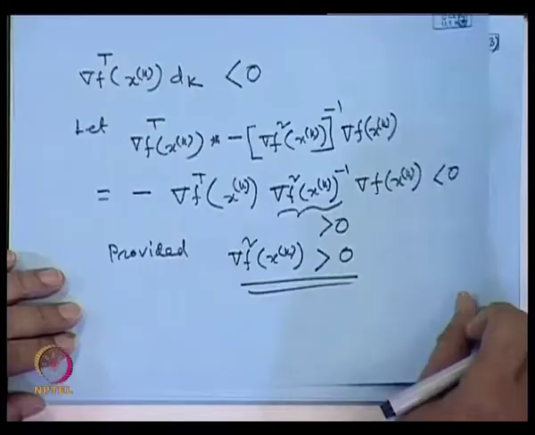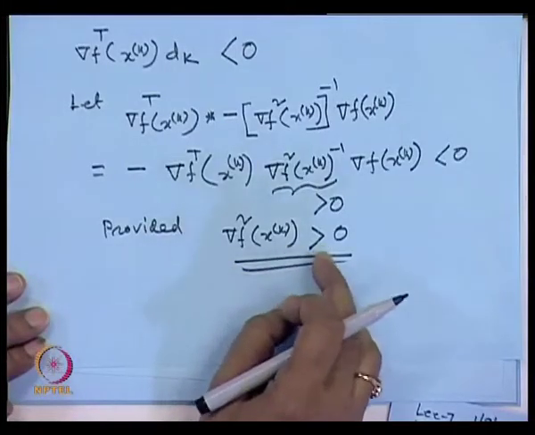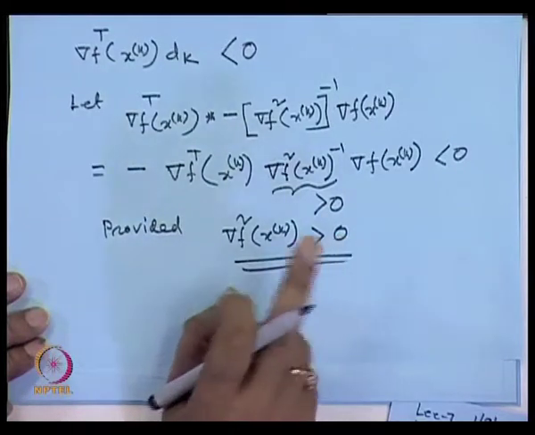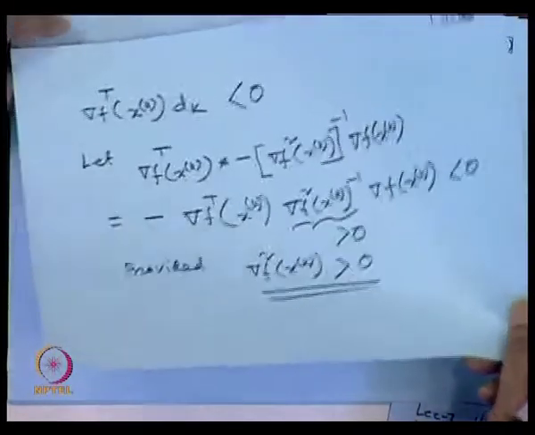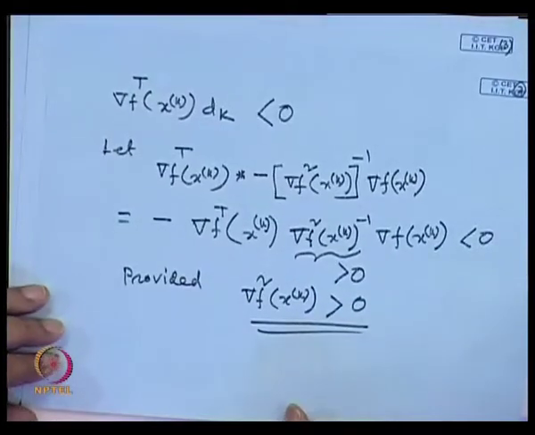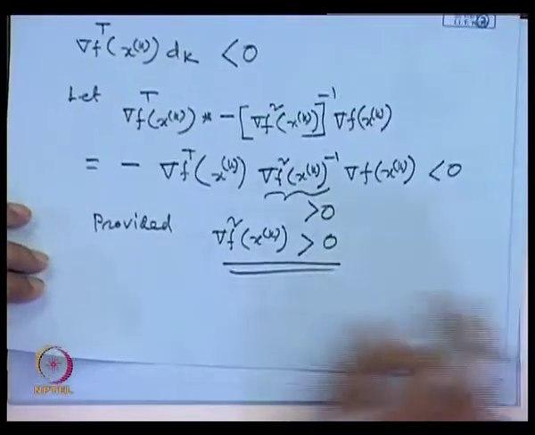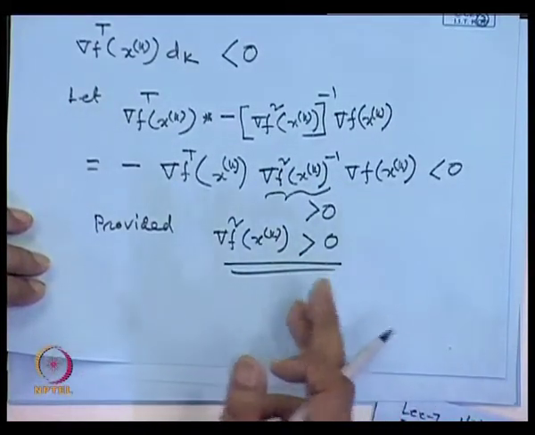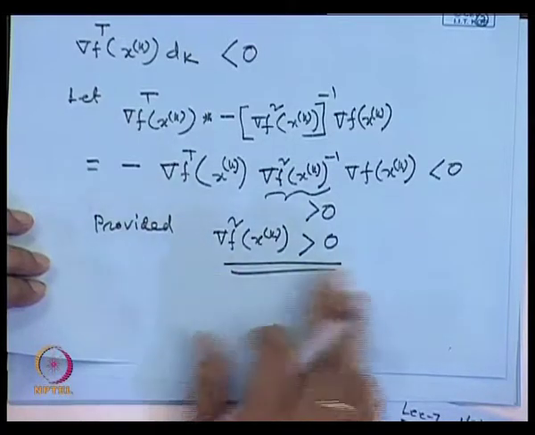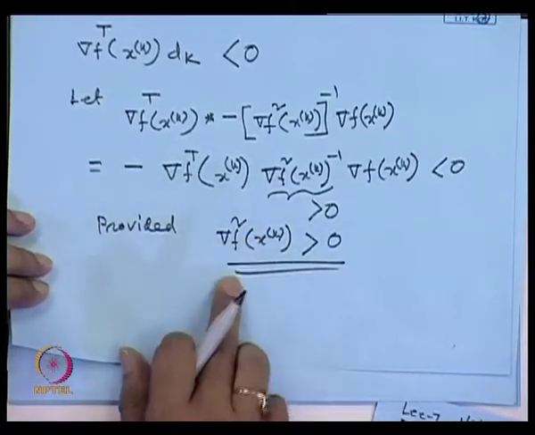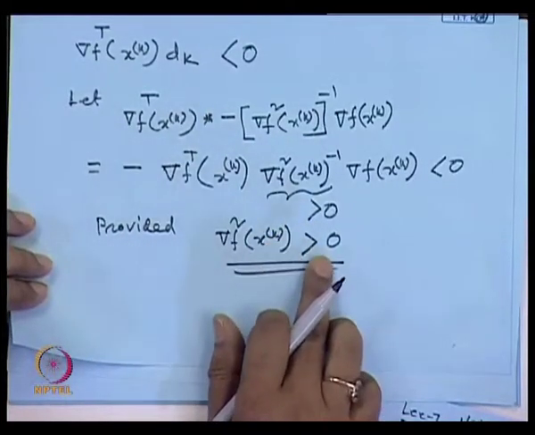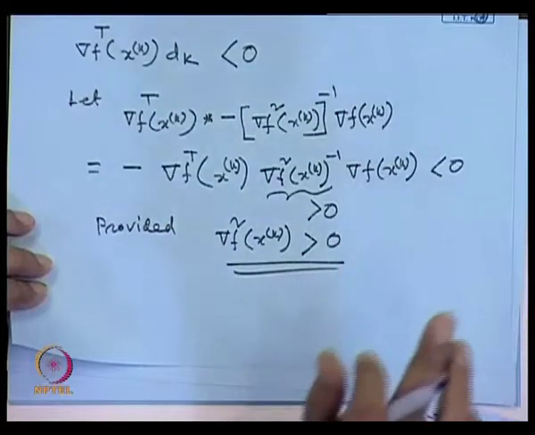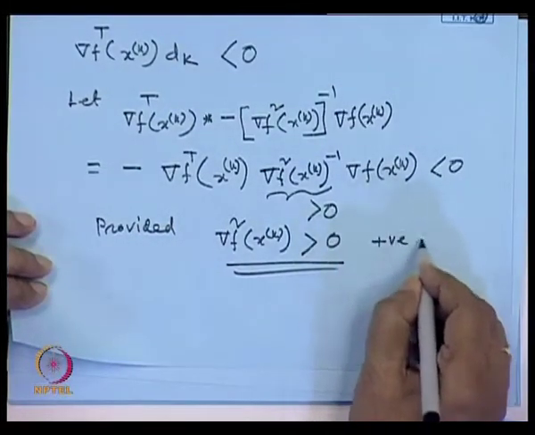So, the next condition is, if this fails, if this is not satisfied, that means we are not approaching in the descent direction. Okay. And we are not approaching the optimum value of the function. Which in turn indicates that convergence is not guaranteed unless the Hessian matrix of the function at the kth iteration is greater than 0, meaning positive definite.